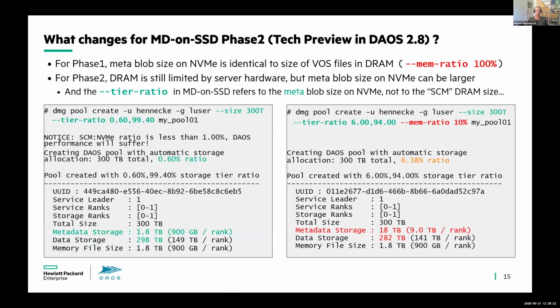If I have a server with, let's say, the maximum number of drives, maximum capacity of drives, and 2 terabytes of memory, that's what I have, right? I cannot create more DRAM than the 2 terabytes in the system. Whereas the metadata blob lives on the SSDs. If I have 300 plus terabytes there, of course, theoretically, I can grow the metadata blob very, very large.